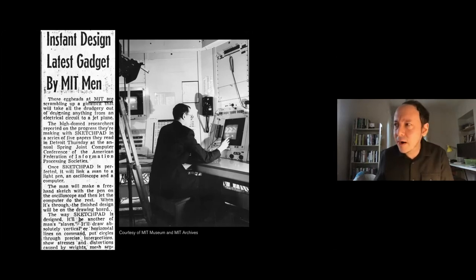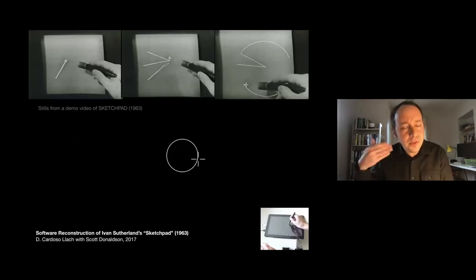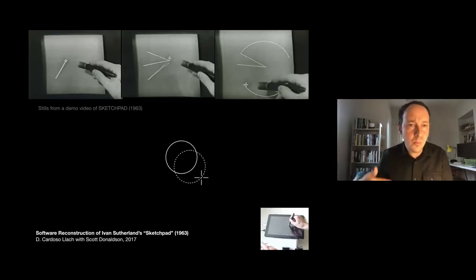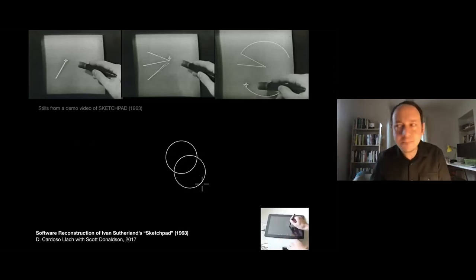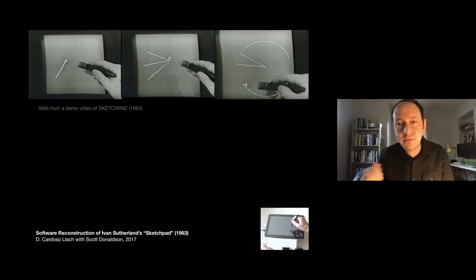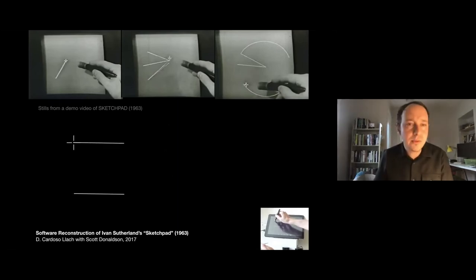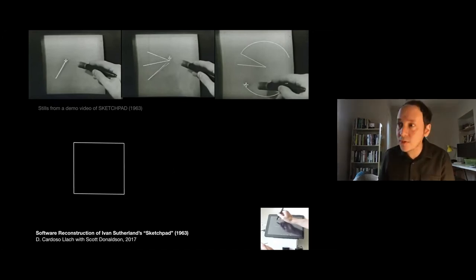And remarkably, it also created the language that we continue to use to interact with computers in order to model and to design, right? Particularly notions such as constraints, right? The idea that you can not just draw, but also create associations between different geometric elements was already part of Sketchpad's proposition. And it's one of the functionalities that we try to approximate in our reconstruction.